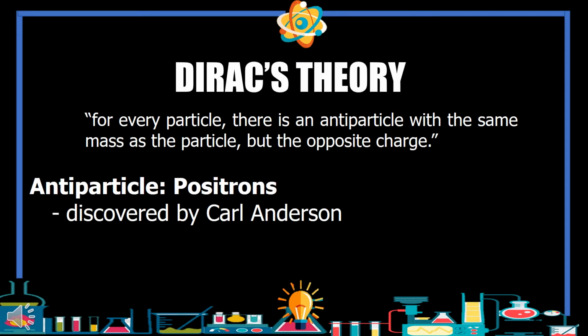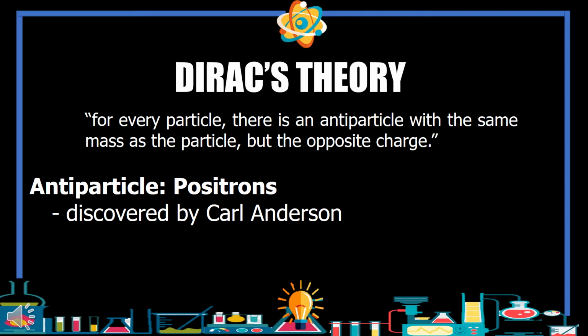Before proceeding to the discussion of elementary particles, let's first look at the theory of Paul Dirac. Dirac claimed that for every particle there is an antiparticle with the same mass as the particle but the opposite charge. An antiparticle is usually designated by a bar over the symbol for the particle. Practically every known elementary particle has a distinct antiparticle, but there are some exceptions like the photon and neutral pion, which are their own antiparticles. So an antiparticle is not identified solely on the basis of opposite charge, because even neutral particles have antiparticles.